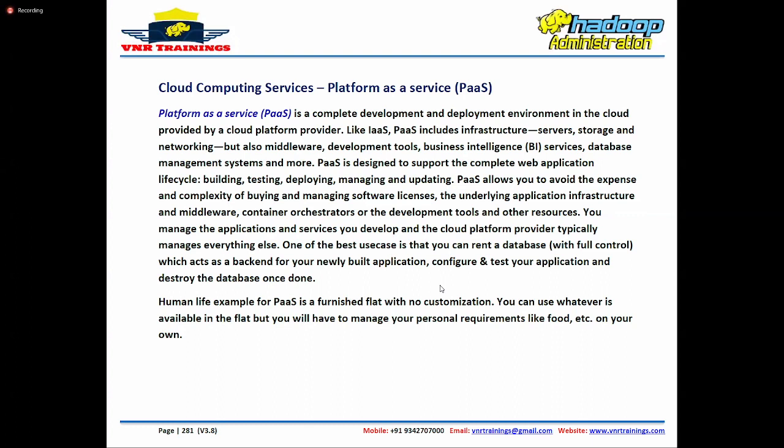The human life example for PaaS is a furnished flat with no customization. What is this furnished flat? Some people give furnished flats for rent. What do you mean by a furnished flat? They put a TV, a sofa set, all the kitchen items, a bed, a cot, everything. So you just need to go there and use the existing TV, existing sofa set, existing kitchen items, existing cot, bed, and everything.